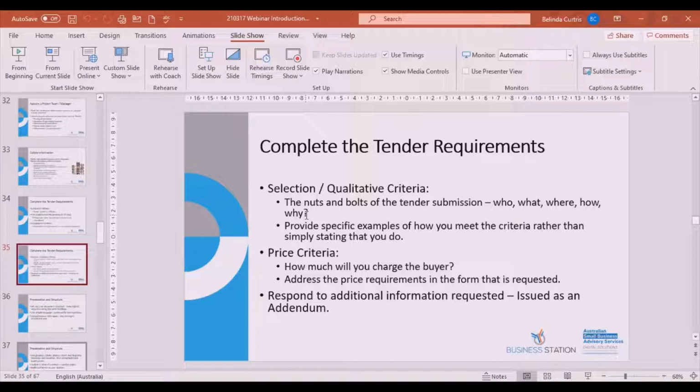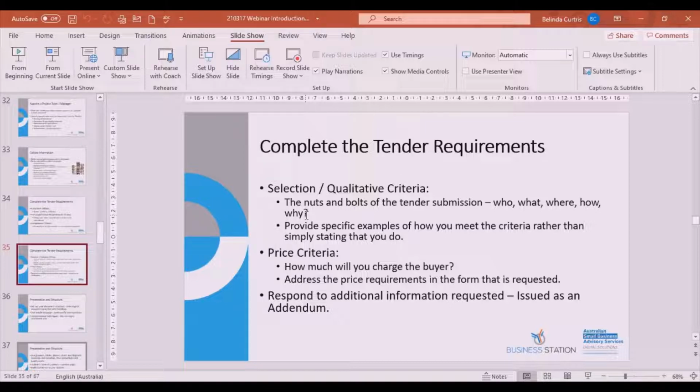Now, once you download your documentation, say from Tenders WA, your email will be automatically obtained by the agency. And if there is any additional information released, then you'll receive an email with that advice, and you'll need to go back to the Tenders WA website or the relevant state government website to download the information.